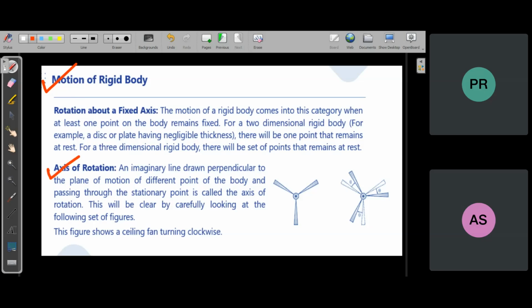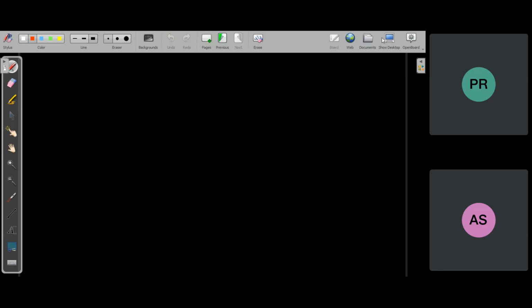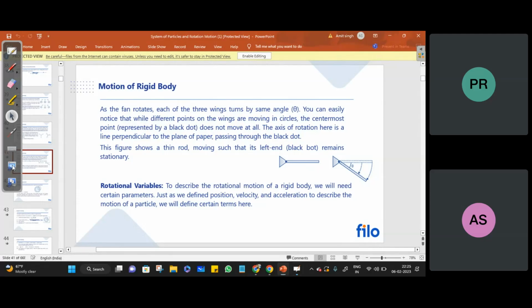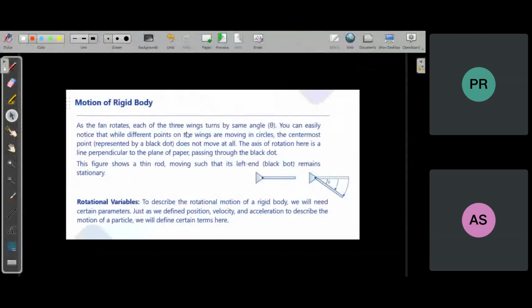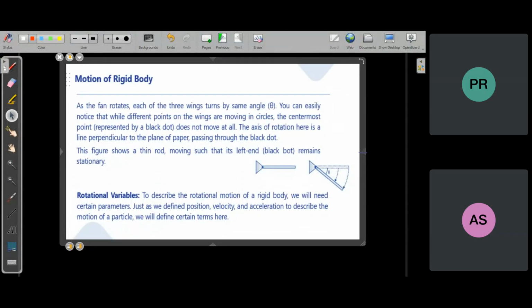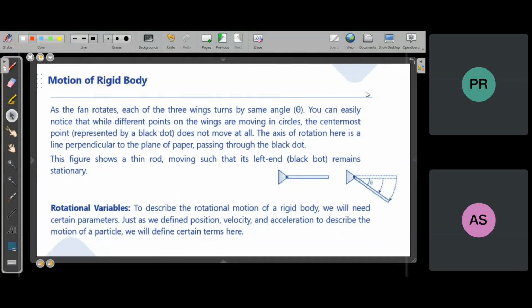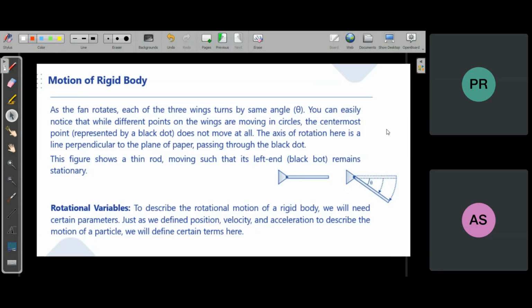The axis of rotation is just an imaginary line. It is not that there is actually some line passing through the body. It is just imaginary, where we assume that the centers of all the circles will lie on that particular line. So if you draw the locus of the centers of all the particles and join them, you will get an imaginary line which is the axis of rotation.